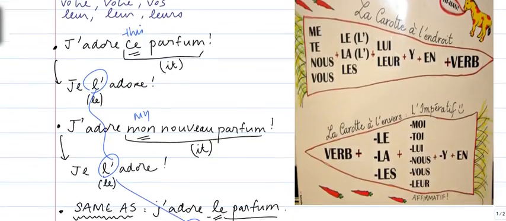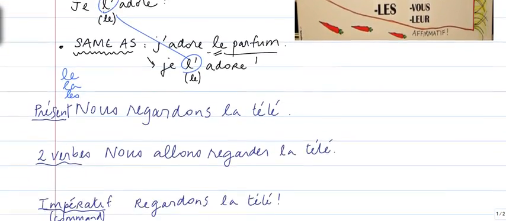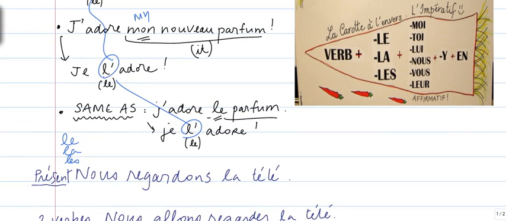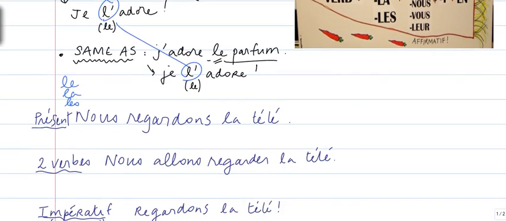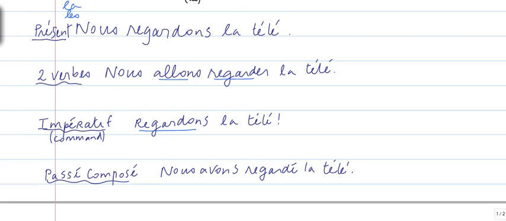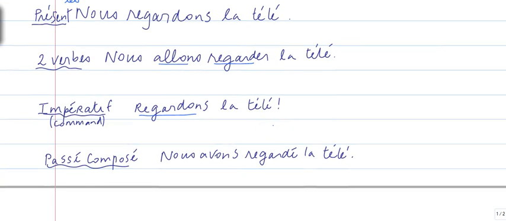Alright, so I'm going to pause now, and I'm going to do a second screencast, and I'll be really quick, and it'll be about where you put the object pronoun in a sentence. In the present, when you have 2 verbs, like nous regardons la télé, nous allons regarder la télé. If it's imperative, command, let's watch TV, and passé composé, and then what happens with the negation. Okay, so click the second one if you want to know more.